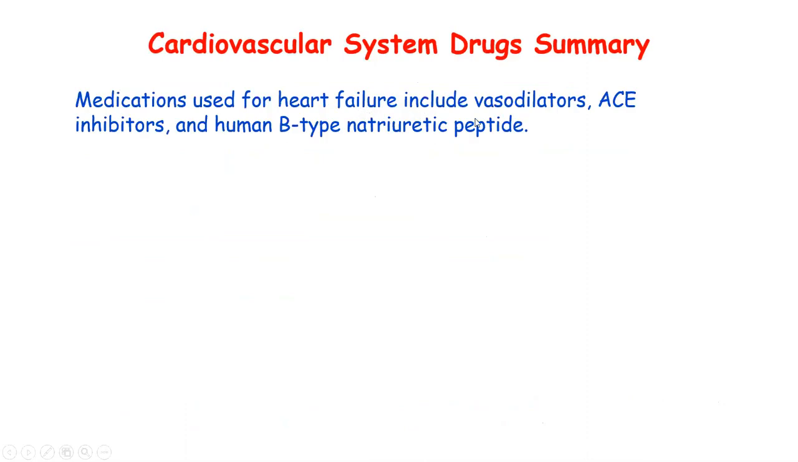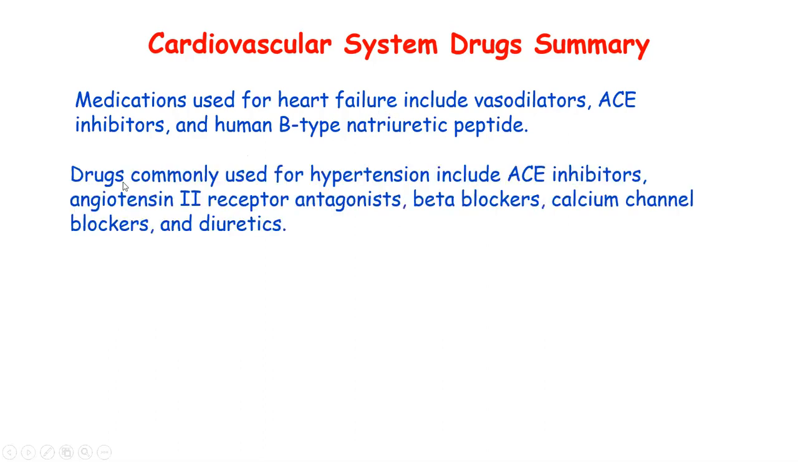Medications used to treat heart failure include vasodilators, ACE inhibitors, and then there's human B-type natriuretic peptide. One of the most important drugs in heart failure, though, is carvedilol. It's a beta blocker. Drugs commonly used for hypertension: ACE inhibitors, ARB, so it's the angiotensin receptor blockers. Antagonist and blocker. Blocker is just another word for an antagonist. Antagonist means that it blocks a receptor from being able to be stimulated. And so it's just the ARB, angiotensin receptor blocker.